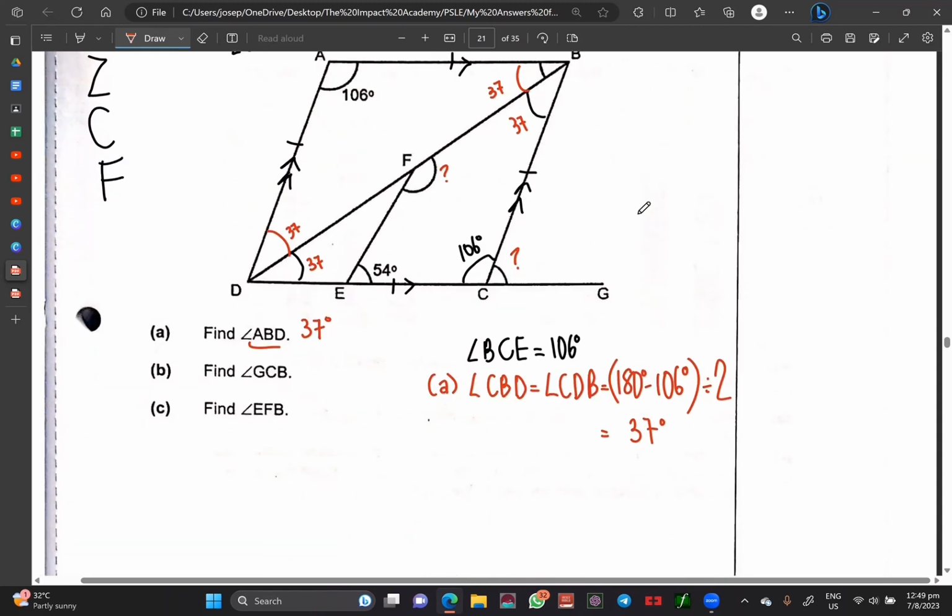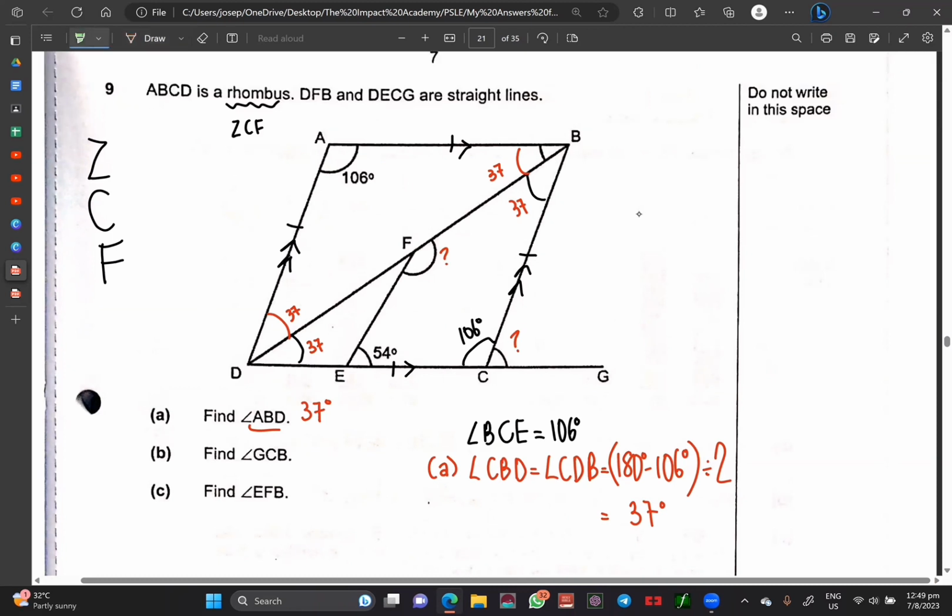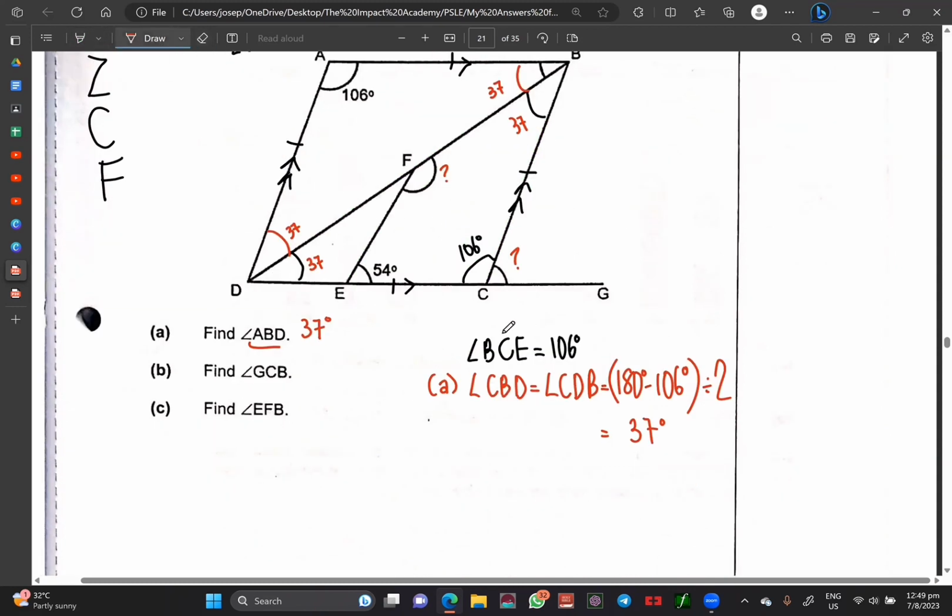So we can see that EFB is in a four-sided figure. You can see over here. Since EFB exists in a four-sided figure, we can simply find EFB by doing 360 degrees minus away this, minus away this, minus away that. So if you want, you can go and find EFB first. EFB is simply 360 degrees minus away 106 degrees minus away 37 degrees minus away 54 degrees. Of course you punch your calculator, and you will get an answer of 163 degrees. So we can write down over here.